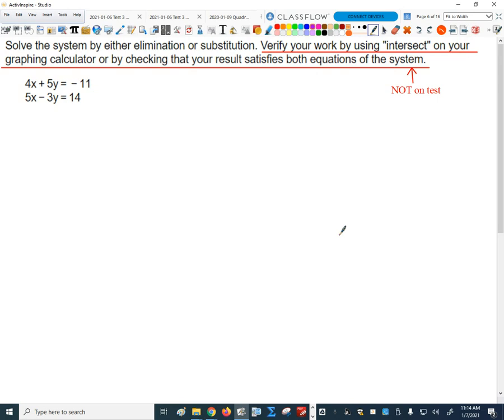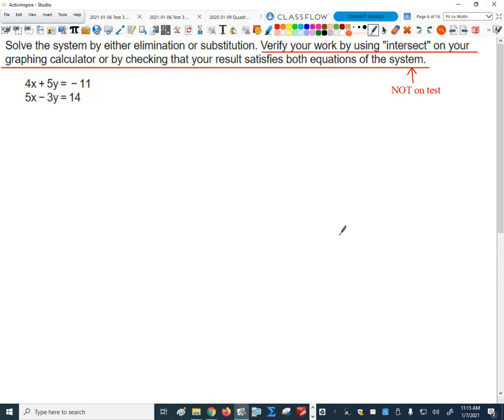What about this one? Lindsay, which method would we use on this one? Elimination or substitution? Elimination. Yes, elimination for sure. It's not easy to isolate a variable here, is it? They all have coefficients that are other than 1 or negative 1, so we don't want to use substitution.